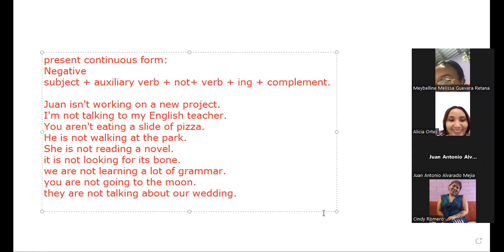Alicia. It is not looking for its bone. It is not looking for its bone. Así está escrito, yes. Ahora hagamos la contracción. It isn't looking for its bone. Yes, it isn't looking for its bone. Esa sería una. ¿Y la otra? It's not looking for its bone. Yeah, very good. Excellent. Maybelline?